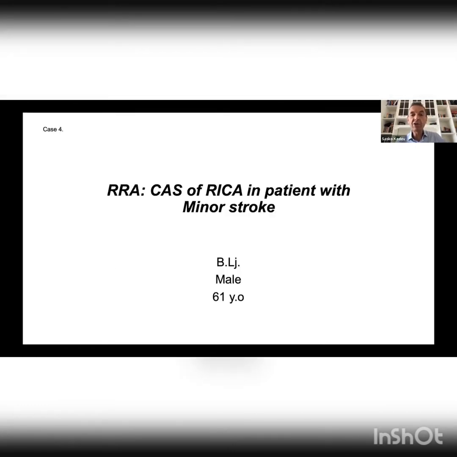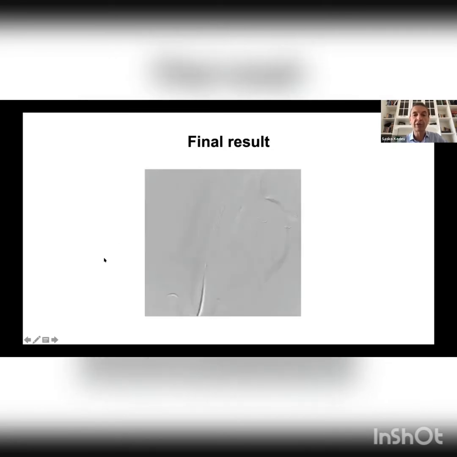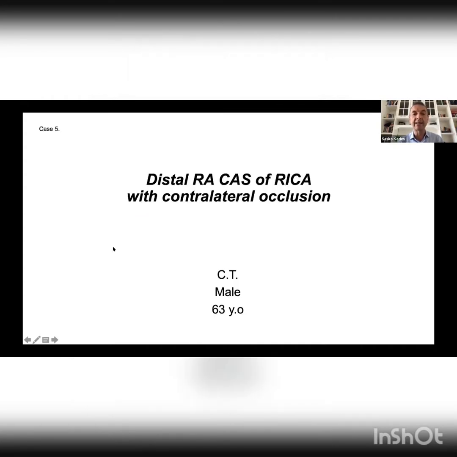The next case is a patient with a target right internal carotid artery who presented with a minor stroke. In this case, we have a suboccluded artery with very slow flow to the right internal carotid artery. The final outcome was again with a mesh stent, with a good distal runoff.